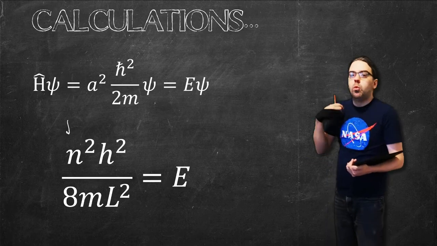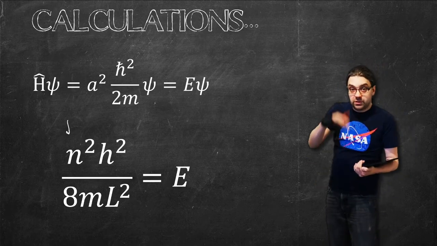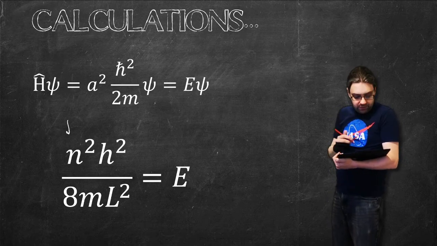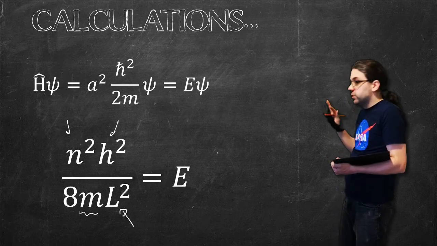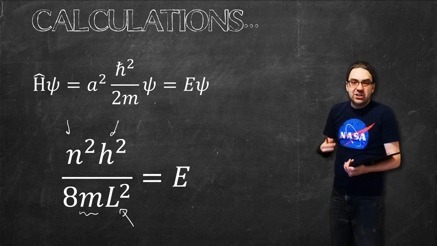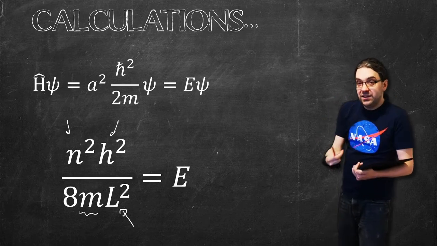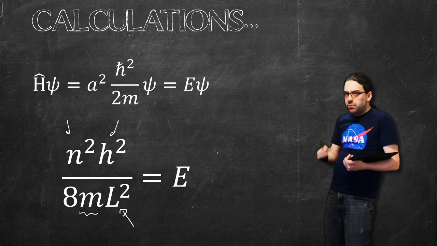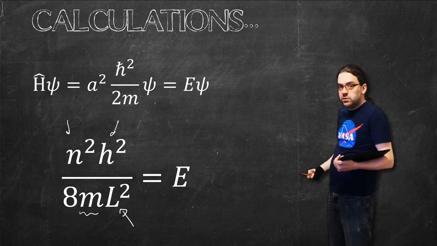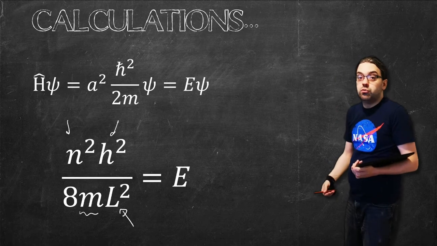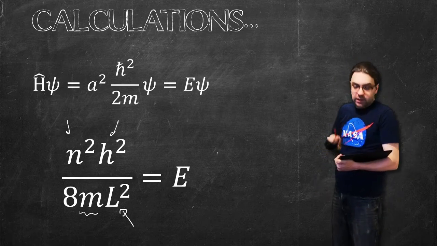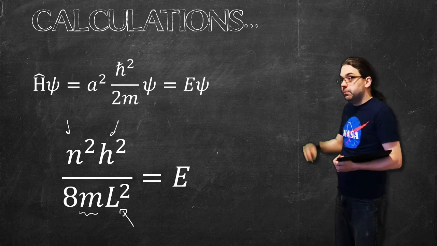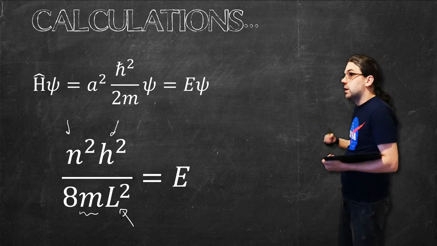N, that's what we would call a quantum number. That was giving us the different shapes of the wave, squared, Planck's constant, squared, the mass of the particle, and the length of the box. So that is telling us that energy is going to be proportional to that n squared, but inversely proportional to the length squared. So if we lengthened the box, the energy would drop. If we shortened the box, the energy would go up. And if we increase n, the energy goes up. If we decrease n, the energy goes down.